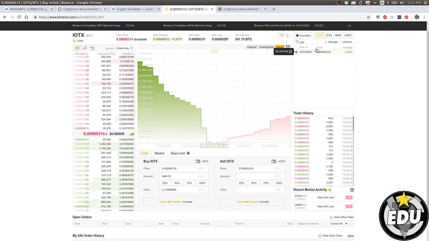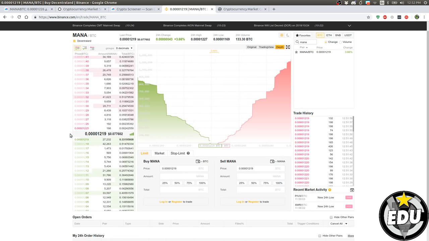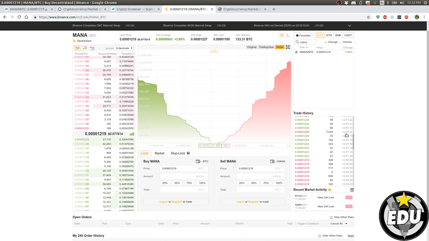Mana. See what's going on here. We have a buy wall here, no massive one, 0.51 and 33 right on it. There are some sell orders here, which will be higher. Not too much movement in the history.